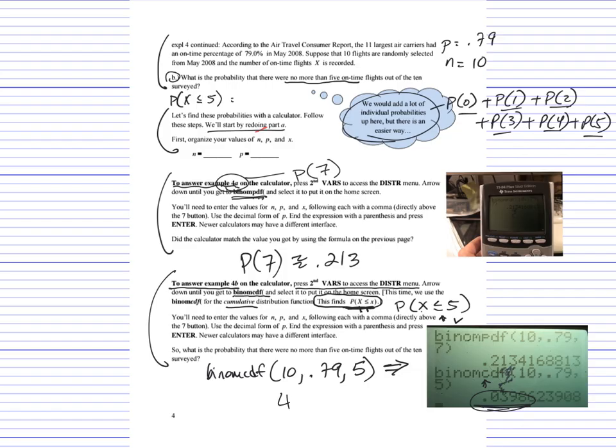It looks like about 4% of the samples of size 10 of these flights would have no more than 5 on-time flights. Which makes sense, right? Because an on-time flight, 79% of the time, it happens a lot, right? So for a sample of size 10 to get 5 or less on-time flights, well, that's going to happen pretty infrequently, isn't it? It's not going to happen often.